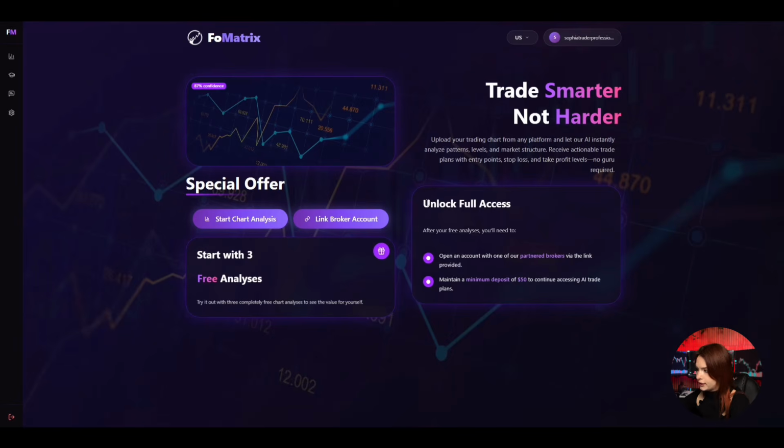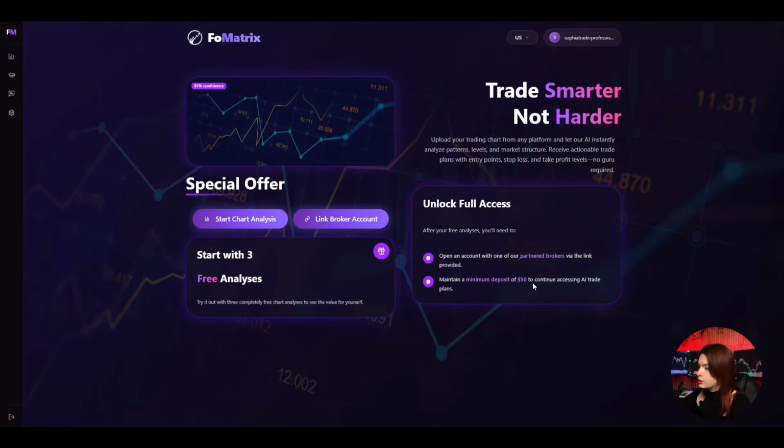You will need to open an account with one of the partner brokers by clicking on the provided link. Then after that, you will need to top up your deposit by $50, and after that you will be able to access the platform on an ongoing basis. That means that you can upload as many images as you want and analyze the market, guys. This is the only condition to fully activate this platform.